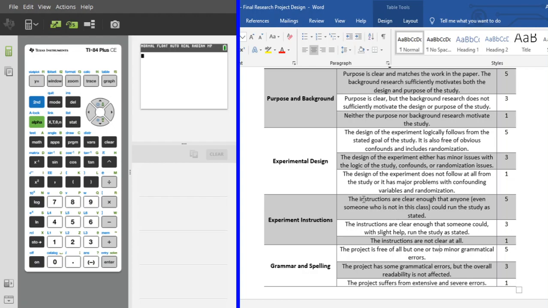For everything else, I'm going to describe in more detail in a second what it's about, but the big things are the purpose and background. It needs to describe what it is you're trying to do, why you think this is an interesting thing, and just generally speaking, you're trying to motivate why we're doing this study in the first place.